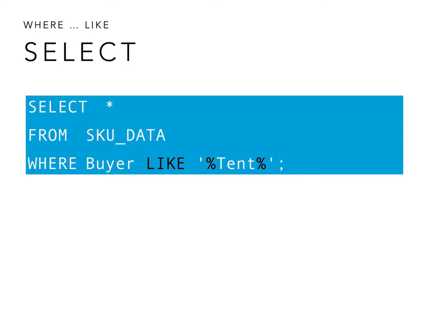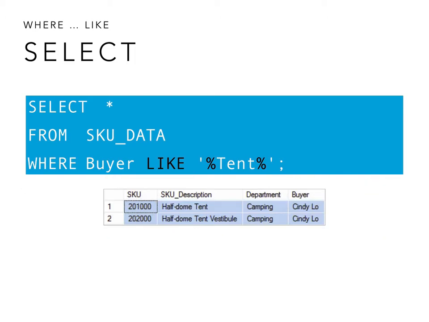We could put this percent on either side of tint, and then we'd find anything that has tint in the middle of it. This shouldn't be buyer LIKE tint. It should be the SKU description LIKE tint. Pretend like it says that. So you see we've got the two tints here in the description. I'm saying this shouldn't be buyer. It should be SKU description.